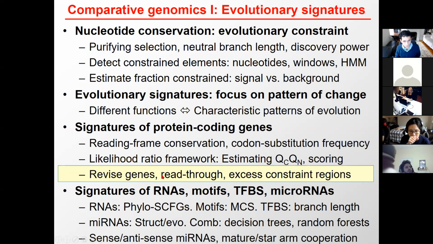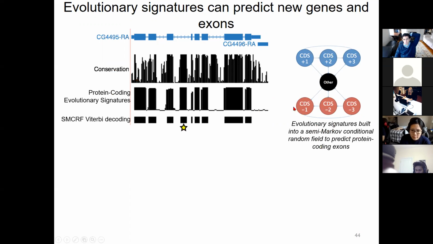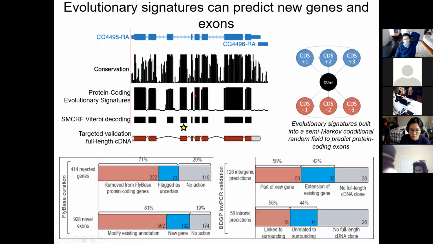So we can also now turn to revising genes and discovering new types of evolution within protein coding regions in human and elsewhere. We can now basically take this model of protein coding evolution and build a hidden Markov model that looks for +1, +2, or +3 conservation, or -1, -2, -3 conservation. And then just put a Markov chain or a semi-Markov conditional random field, which is a discriminative version of a hidden Markov model, and basically scan the genome for regions that are new protein coding.